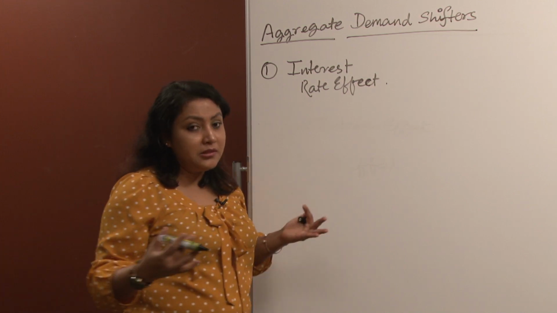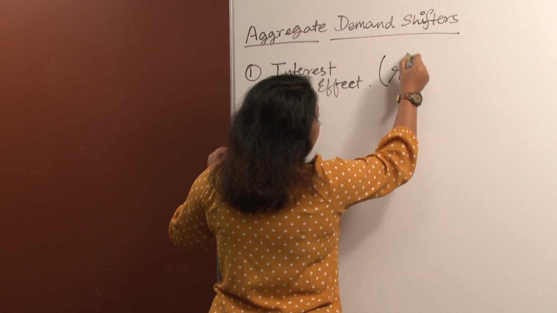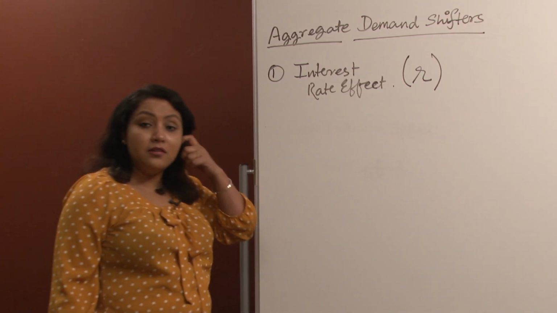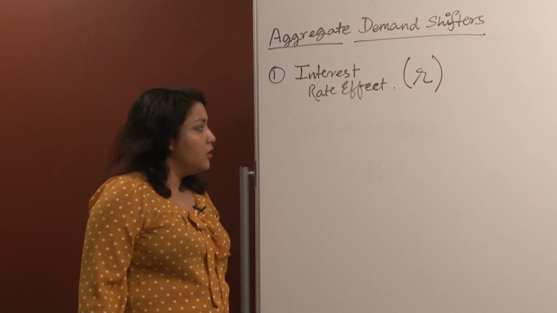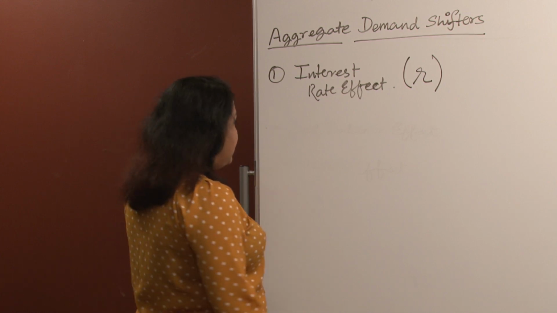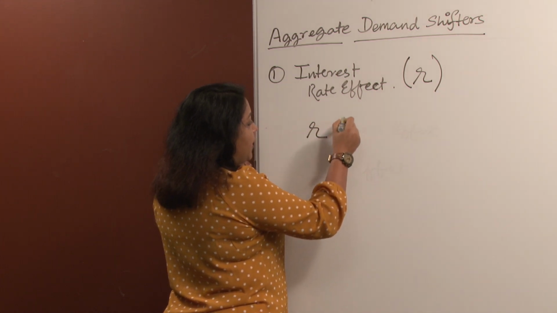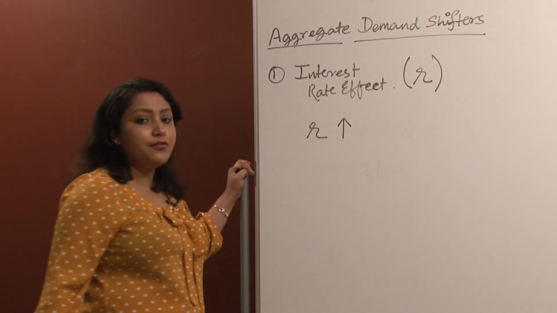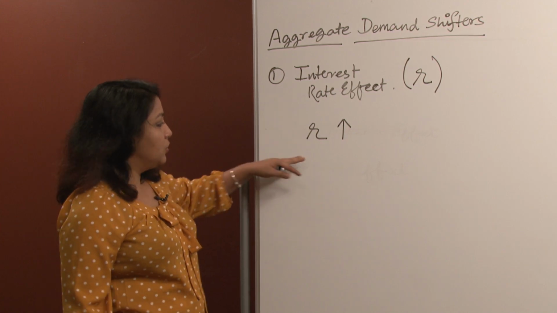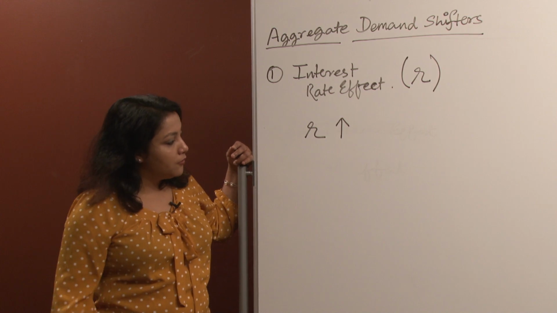Now, for simplicity, let us assume that there is just one rate of interest in the economy, and that rate of interest is given by small r. Okay? So that is the rate of interest in the economy. Now let's see what happens if the rate of interest goes up. If there is an increase in the rate of interest, then two things can happen. Please note, and please listen to this carefully. This is one important part of the chapter.